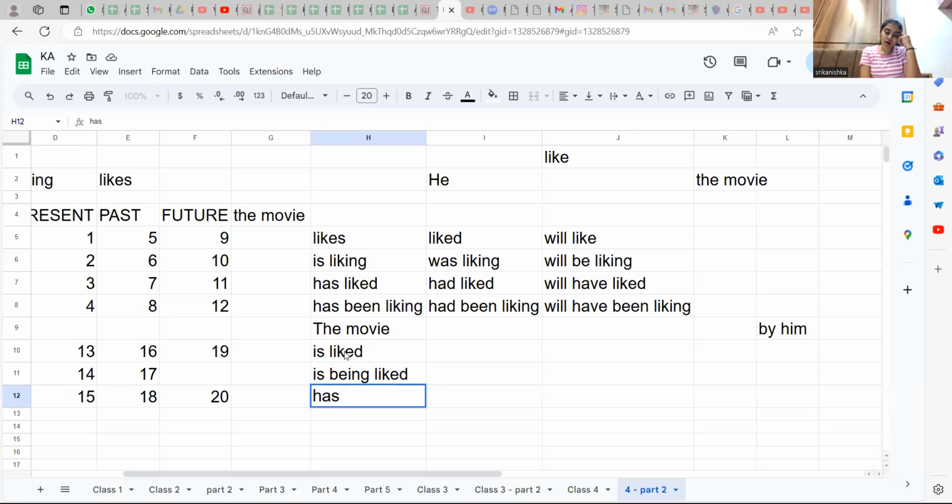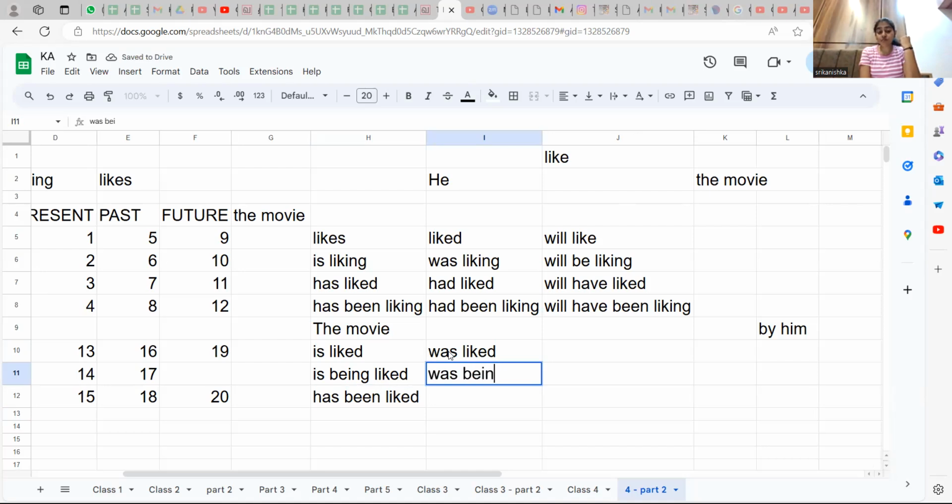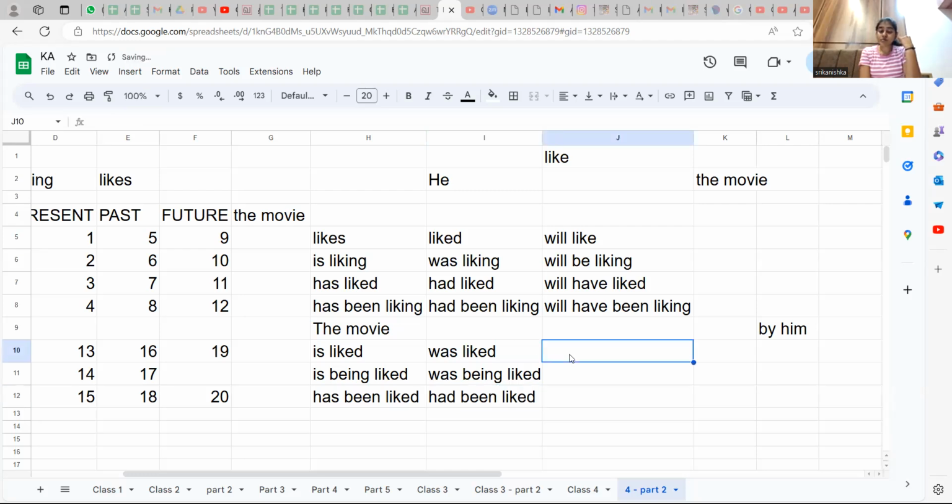Can you repeat? The movie has been liked by him. Yeah. 16. The movie was liked by him. Next one, the movie was being liked by him. Next one, the movie had been liked by him. 19. The movie will be liked by him. Very nice. So once you do the revision, it becomes easier. See, number 20. The movie will have been liked by him. Yeah. Now we can do the testing.